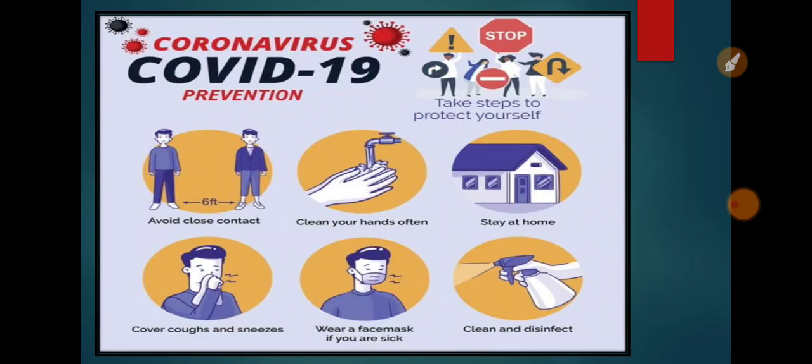Here we have some prevention for COVID-19, that is, the steps you have to take to protect yourself. And what are these steps? You have to avoid close contact, wash your hands, stay at home, cover your cough and sneeze, wear a face mask, and clean and disinfect your surroundings. Just make sure your surrounding is clean. So stay at home, stay healthy, and take good care of yourself in this lockdown.